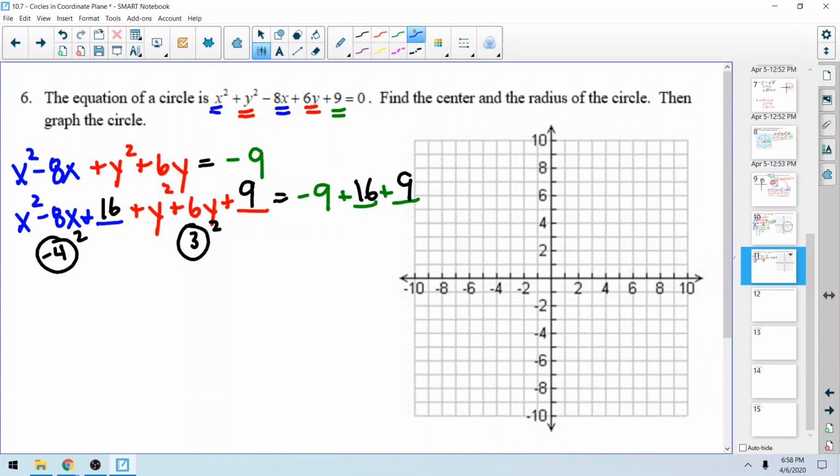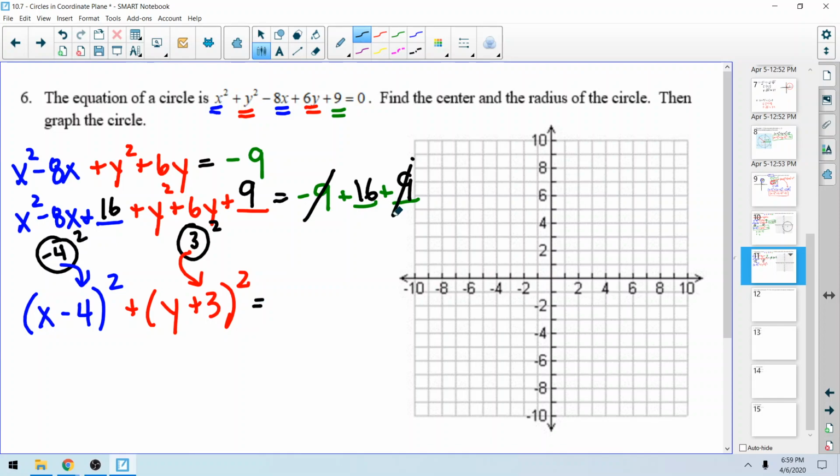Then we factor. So x minus 4 squared. And again, the negative 4 just drops right in. Plus y plus 3 squared. The 3 drops right in. Equals negative 9 and 9 are going to make 0, which leaves me with 16. And then that's the standard form equation of my circle.